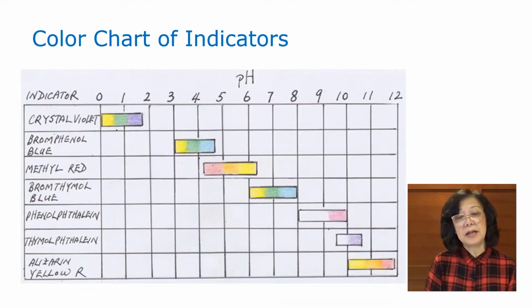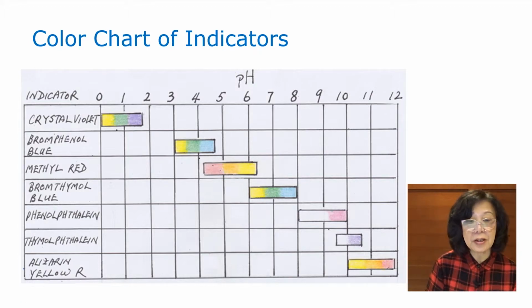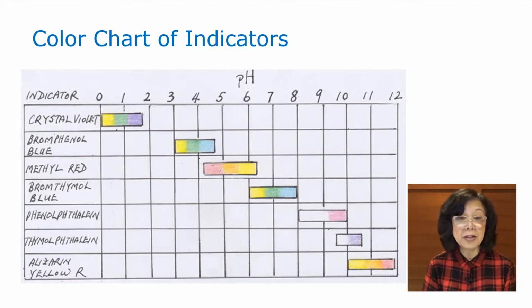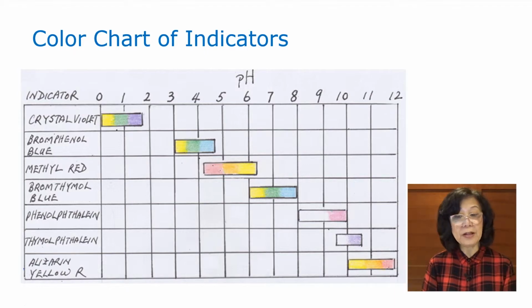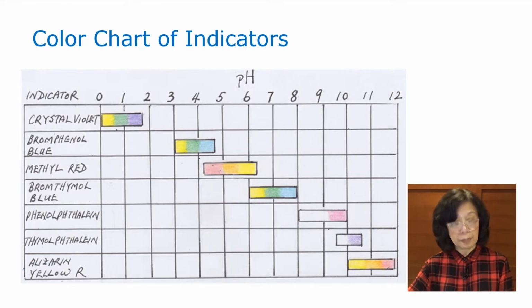So here is a color chart of the various indicators that I talked about earlier. Crystal violet, as you can see, goes from yellow to green to violet. And the bromophenol blue goes from yellow to green to blue. Methyl red goes from red to orange to yellow. And bromothymol blue goes from yellow to green to blue. Phenolphthalein, colorless to pink. Thymolphthalein going from colorless to violet. And alizarin yellow going from yellow to orange to red. So hopefully this is helpful when you are looking up the indicator and the kind of color change and the pH range that it covers.